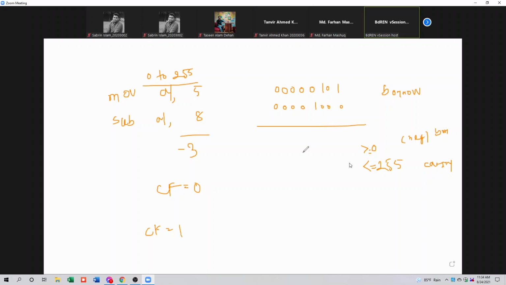So if the result is within the range, then the carry flag register's value will be 0. But if it's out of the range, then its value will be 1. If the result has any carry bit or any borrow bit, the value of the CF register will be 1.